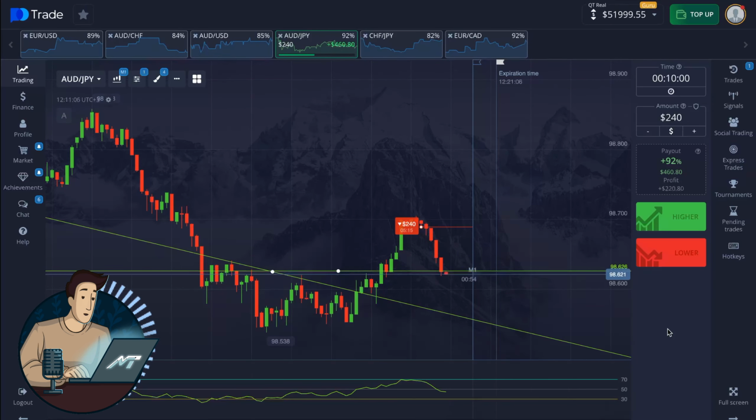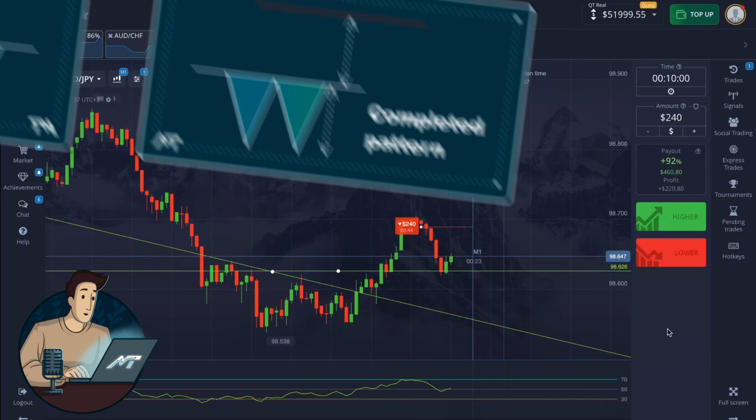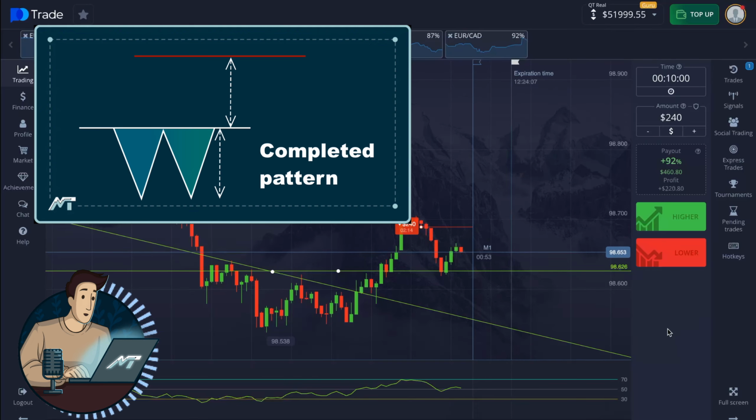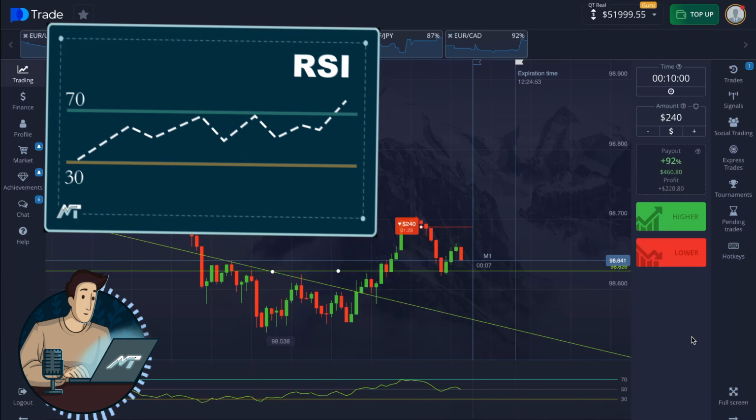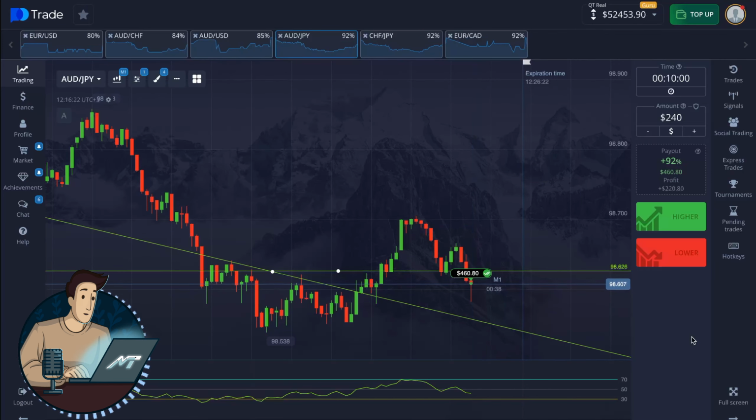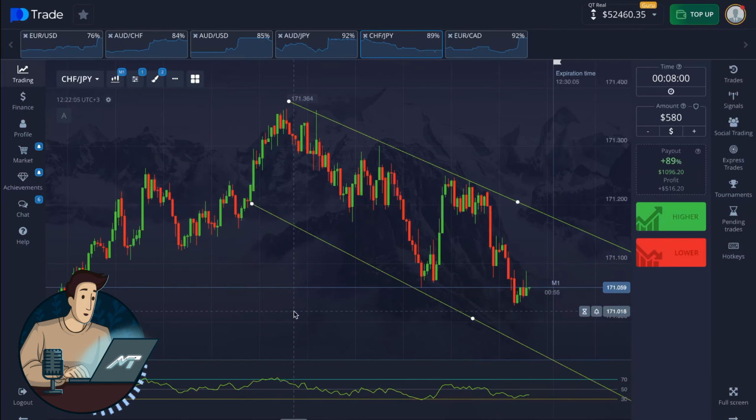And while we're waiting, a quick recap. A strong resistance, a completed double bottom that pulled the price up from the trend, and the RSI indicating that the market was overbought. Switch to another chart and fast forward to the interesting part.